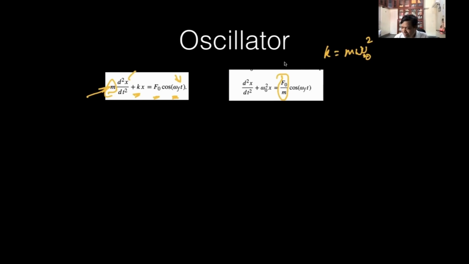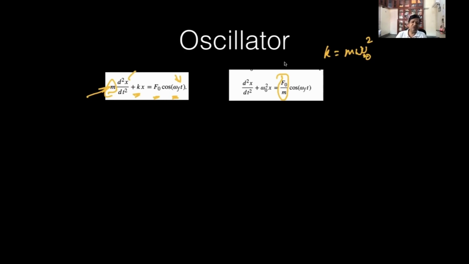Now m will come out on the left side, and I can divide by m and send m to the right. So f naught by m is one single parameter. You don't vary f naught and m individually, but you say f naught by m is my normalized force, which is in fact acceleration. So I will say it is the acceleration of the applied force. That is a parameter, so I reduce from 4 to 3.